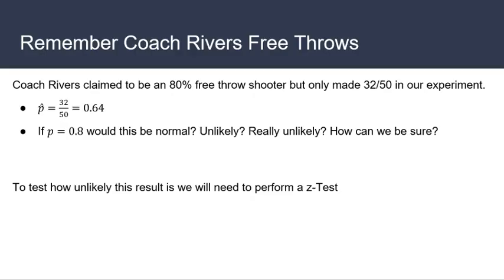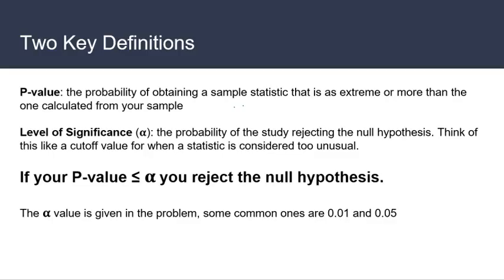So if p equals 0.8, if the true proportion of free throws that Coach Rivers makes is 80%, would that sample result of 64% be normal? Unlikely? Really unlikely? How can we be sure? And to do that, we perform something called a z-test. Okay? So there are two values that we need to understand.